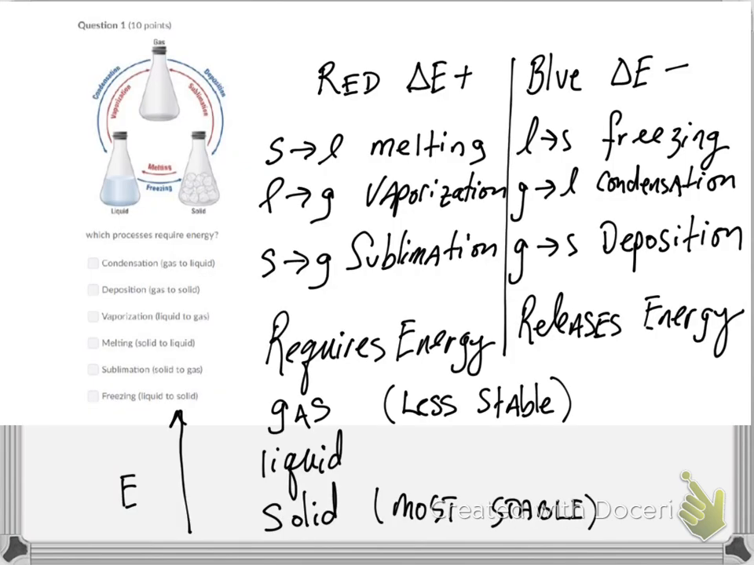And so we require energy to go up to less stable phases, and then energy is released if we go from less stable to more stable. That's a general rule in chemistry: if something is going from less stable, higher energy to lower energy, it releases energy. If you're going from something more stable up to something less stable, then that requires energy.